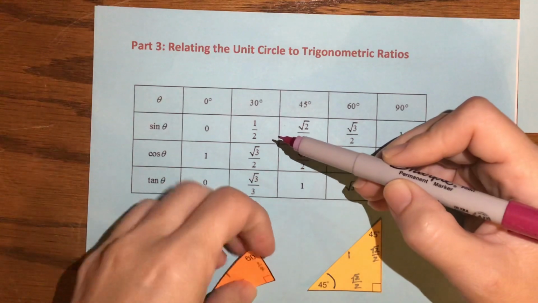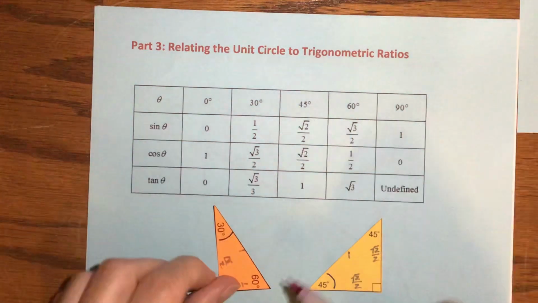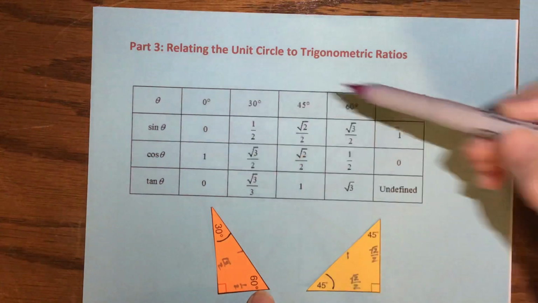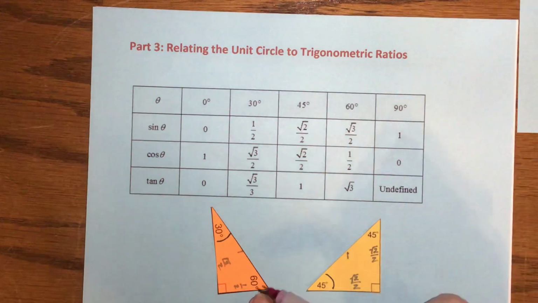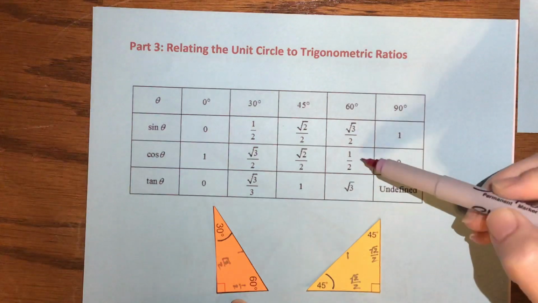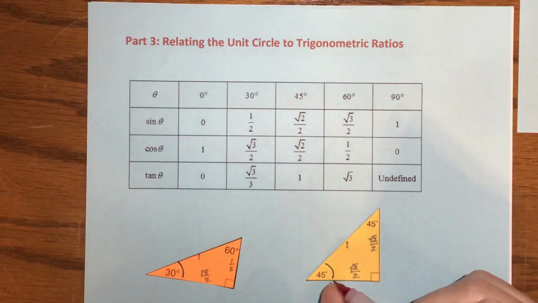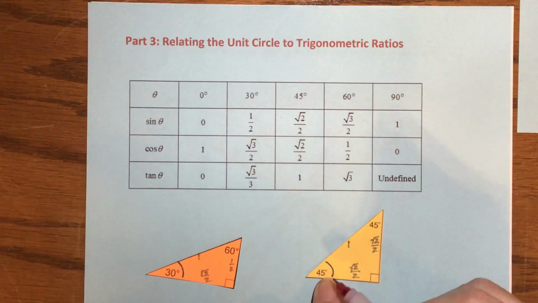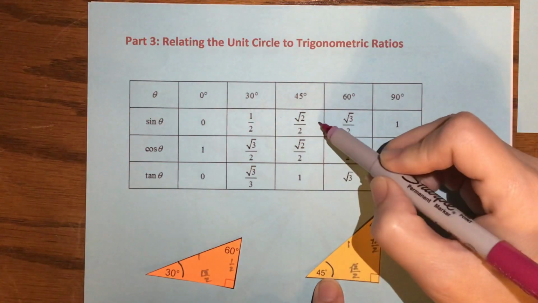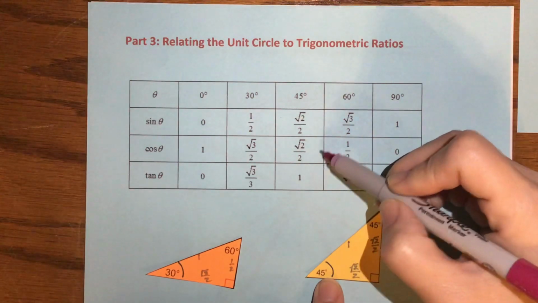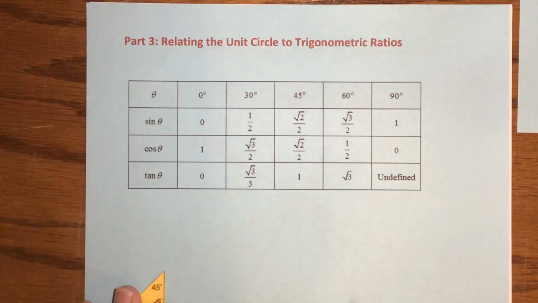If I were to do, flipping it, sine of 60, square root 3 over 2. And if I were to do cosine of 60, 1/2 over 1, or just 1/2. Same for the 45, 45, 90. So sine is going to be square root 2 over 2 over 1. Cosine is going to be square root 2 over 2 over 1. Okay? Now, here's the thing about tangent.